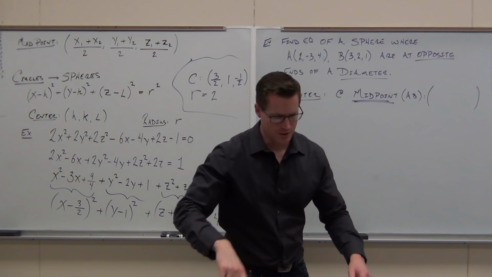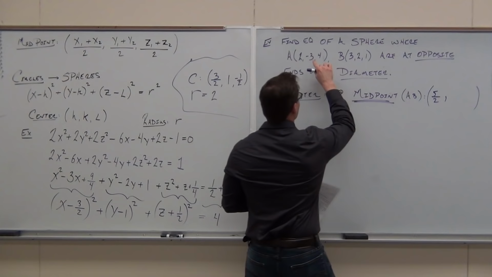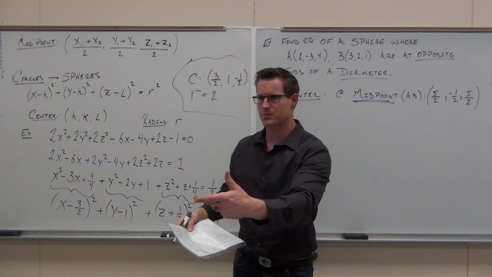I've already done it. The midpoint, it's really just averaging them. I mean, it's not that hard. Honestly, you'd probably do it right now. 5/2? -1/2? 5/2. Did you catch how to do the midpoint really fast? Do you understand that the center would be the midpoint if that's the end of a diameter?